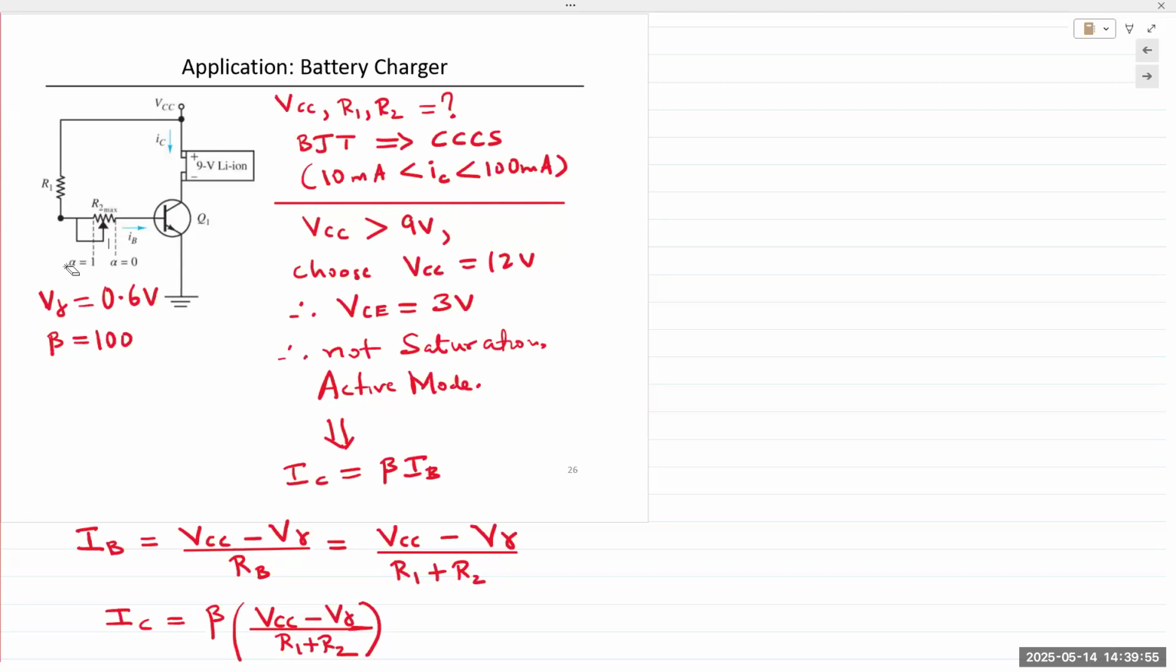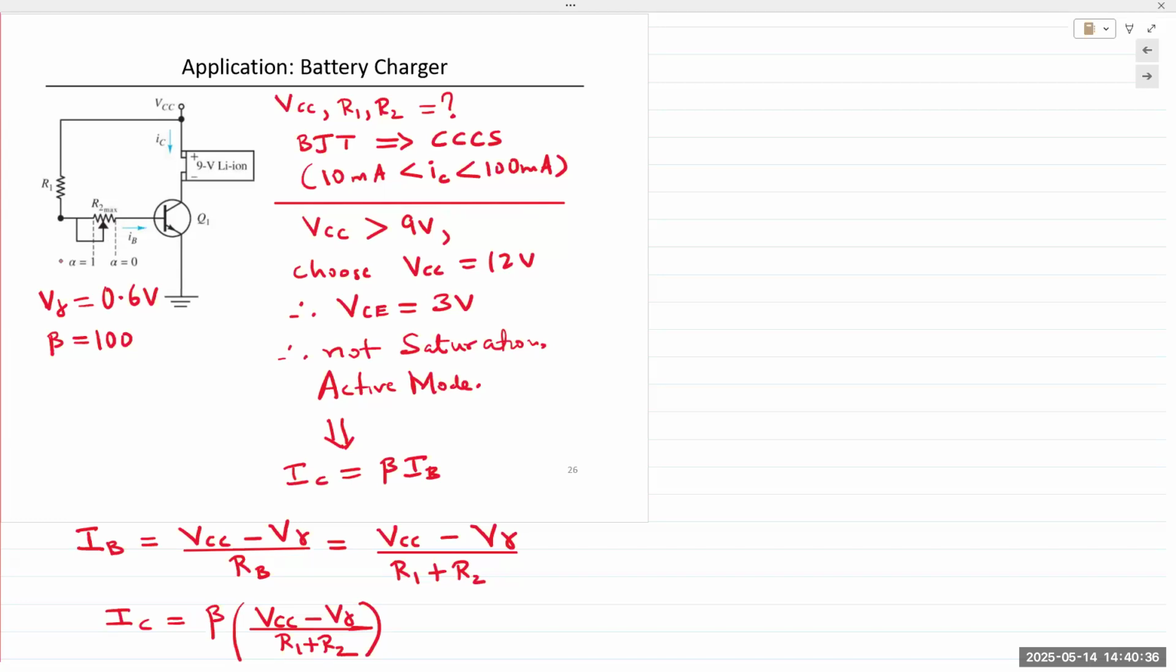If VCE is not 0.2 volts, that means it is not in saturation. In order for the transistor to be saturated, VCE would be 0.2 volts, meaning VCC would just be 9.2 volts, just barely larger than your battery voltage, which is not a practical design. Our circuit would most likely not work at all. So VCC, the supply voltage, must be far larger than your battery. So if the battery is 9 volts, the supply should be larger than 9 volts. 12, 13, 14, 15, just to be safe.